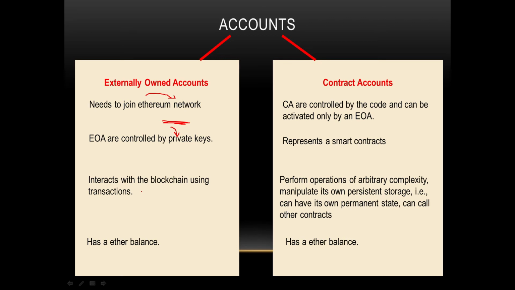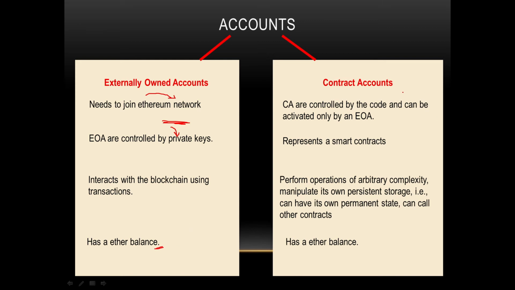Then for interaction with the blockchain, this account is needed to perform all the transactions. So all the money, or the ether, you can say, as the cryptocurrency, is all transferred from an externally owned account, and all the money comes into an externally owned account. So that's how people interact with the blockchain using these externally owned accounts. Then it has an ether balance. These EOAs always have an ether balance from which they can debit or credit.